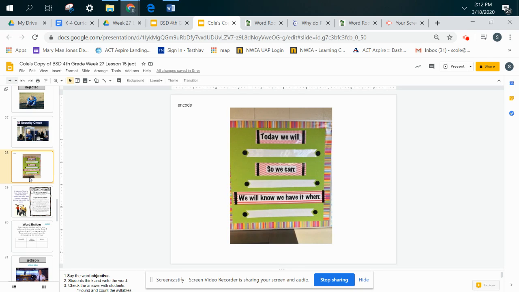An objective is to throw toward a goal. Ob, our prefix, means to, and then ject means thrown. So objective is a goal that we are thrown or working towards.